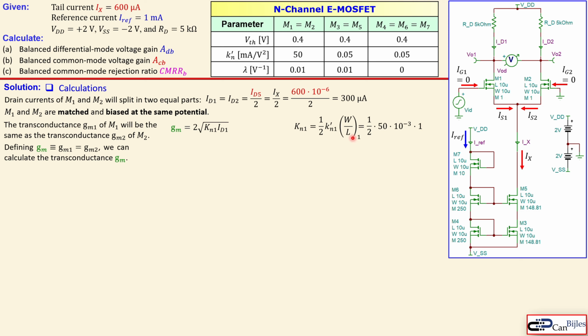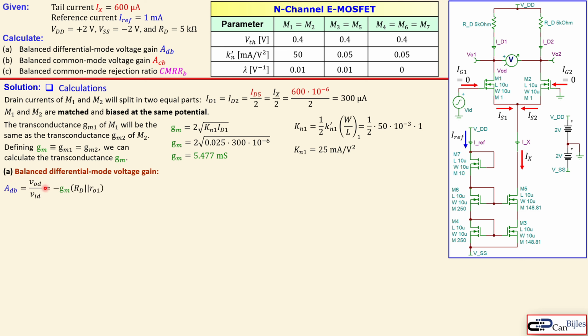This is 1, so we get here then 25 milliamps per square volt. Then we can calculate the GM because we now have these values. That will be then 5.477 millisiemens. Okay. The first question is the balanced differential mode voltage gain.